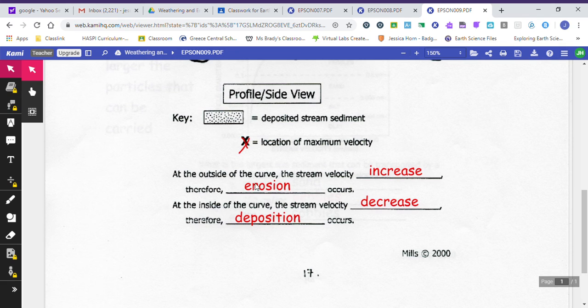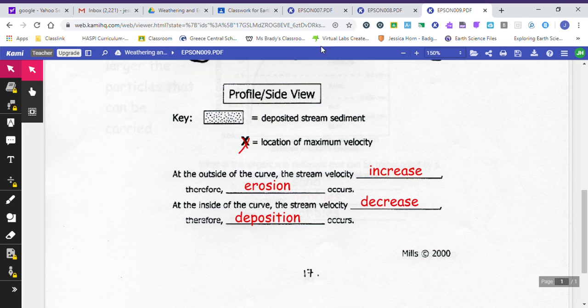At the outside of the curve, the stream velocity will increase. Therefore, erosion will increase. So on the outside, the stream is going really fast, and there's going to be a lot of erosion there. So that edge of the stream is eventually going to wear away. Now on the inside of the curve, the stream velocity is going to go slower, and therefore there is no erosion happening there. It's actually depositing sediments. It's actually going so slow that it's going to drop any sediments that it's carrying. So no fear of erosion on the inner part of a curve.